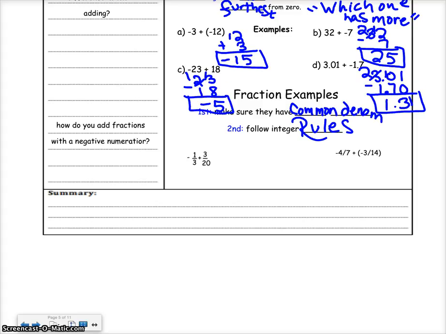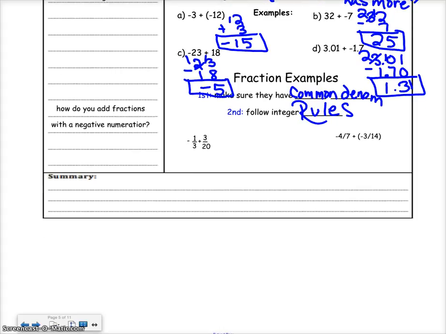Okay? So, the first one, negative 1/3 plus 3/20. What's the common denominator between 3 and 20? 60. And just a refresher, because sometimes we don't love common denominators, I'm going to do a think aloud of what I do to get the new numerator, okay?